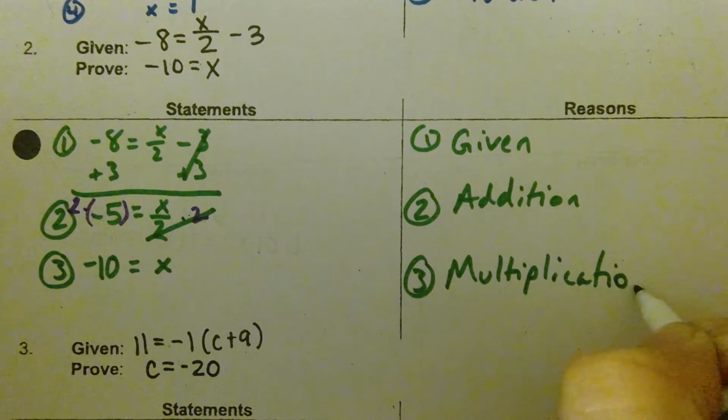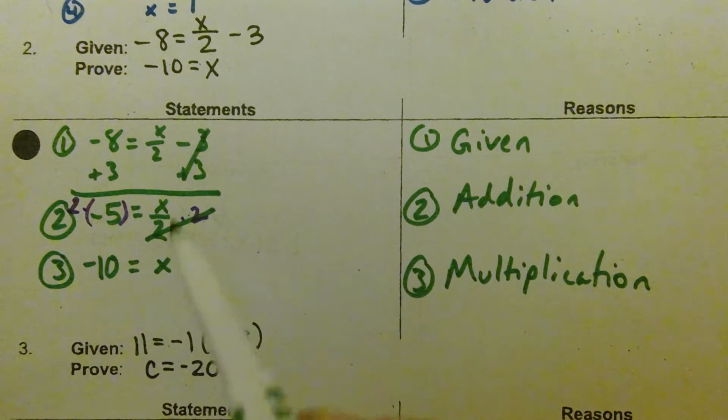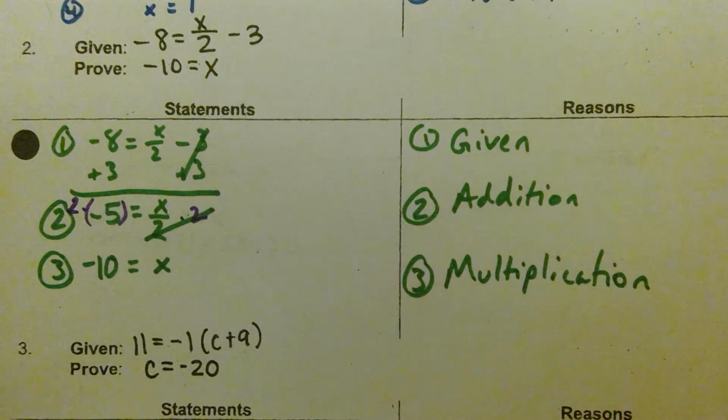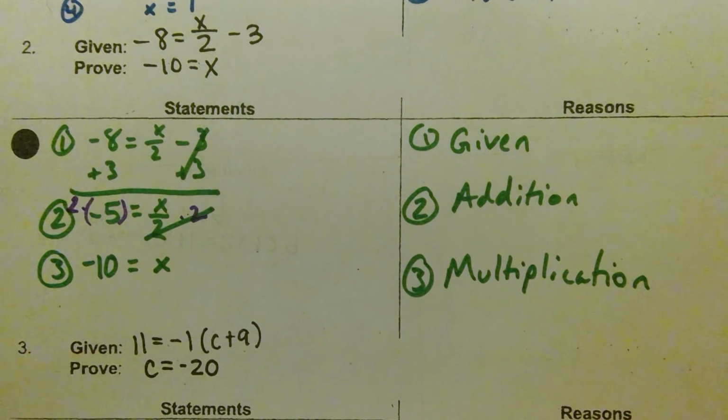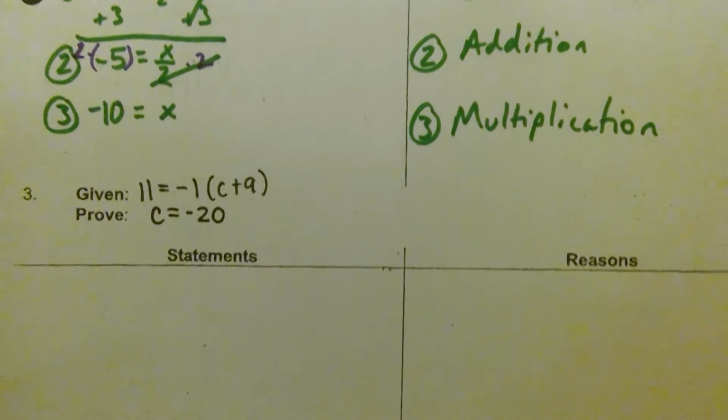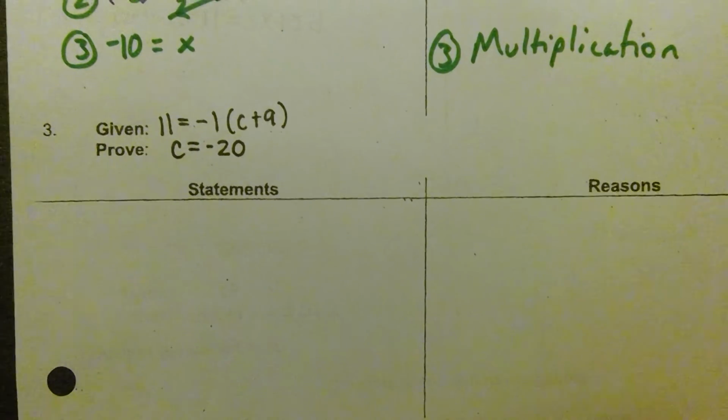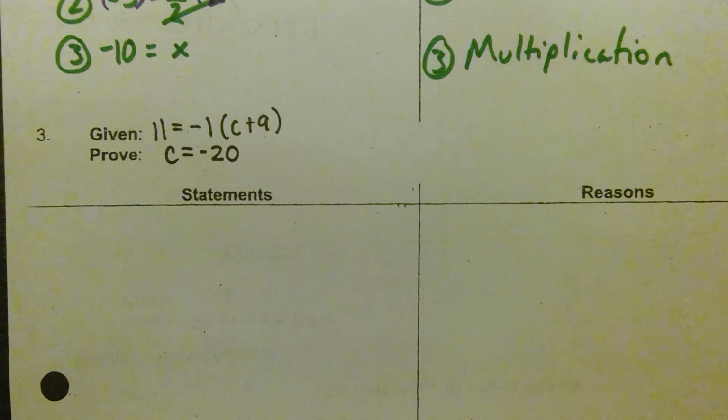Multiplication. All right. And then we got to our prove statement at the end. Okay. So let's go and do one more together before you go ahead and work on your notes on your own. And this one looks a little bit different. We've got some parentheses here. So we've got to use one of the other properties that we have not mentioned yet. Okay, it's going to be a lot of fun here.